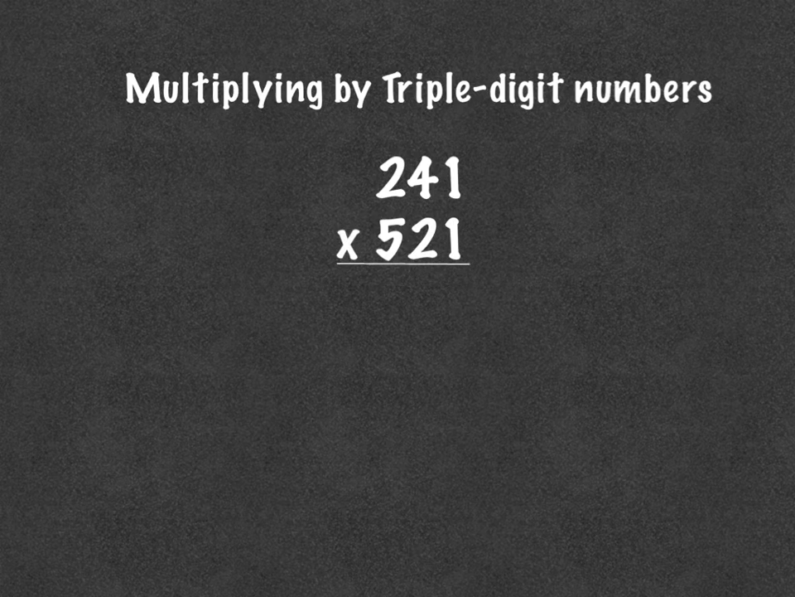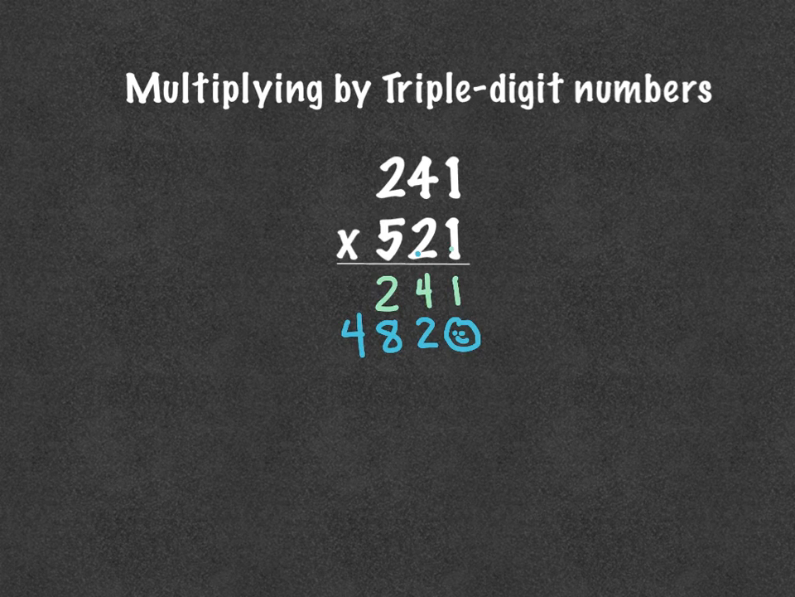So first things first, we're going to multiply this ones place times everything on the top. Now I get really excited when it's a 1 because the math is really easy. 1 times 1 is 1. 1 times 4 is 4. 2 times 1 is 2. Next step, we're going to multiply the 2 times everything on top. Magic 0, because the 2 is really a 20. 2 times 1 is 2. 2 times 4 is 8. 2 times 2 is 4.